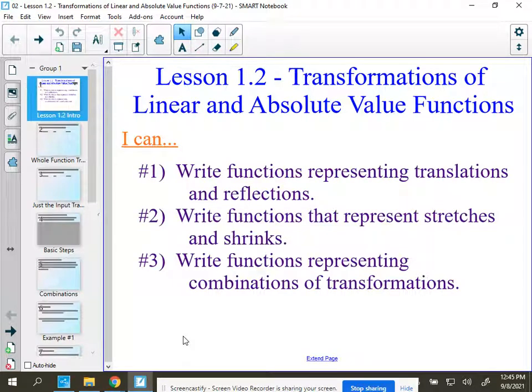Lesson 1.2 notes, transformations of linear and absolute value functions. If you can't tell by looking at the I can statements, the goal for the day, when it's all said and done, is to apply concepts and transformations learned in lesson 1.1 and now be able to write, right? Every goal that we have for today is the ability to write functions that involve translations, reflections, stretches, shrinks, or any combination of those transformations.